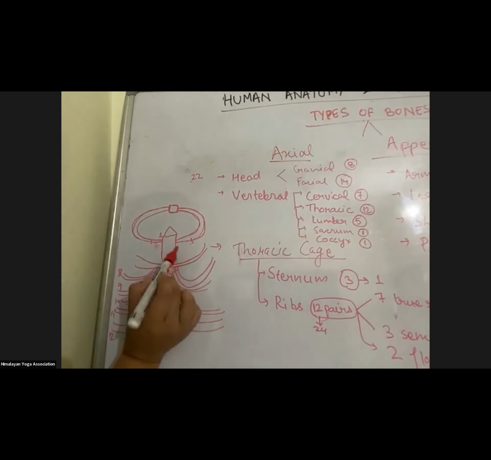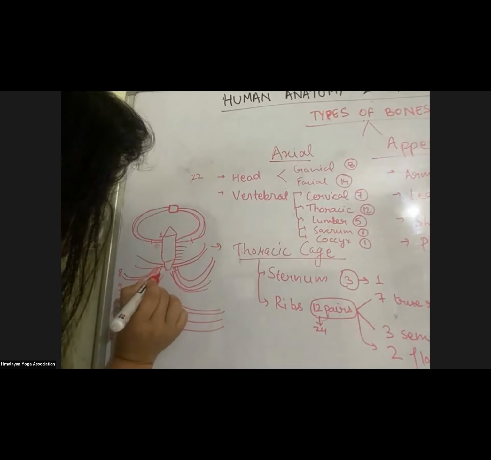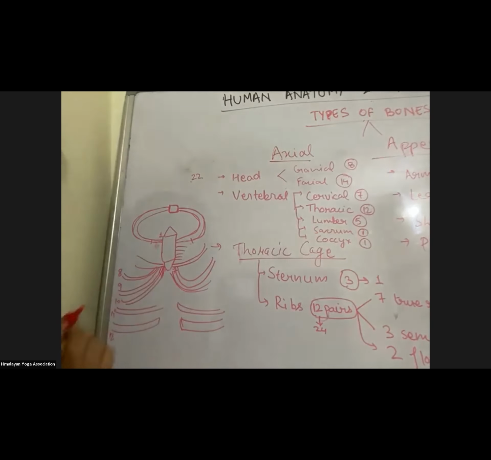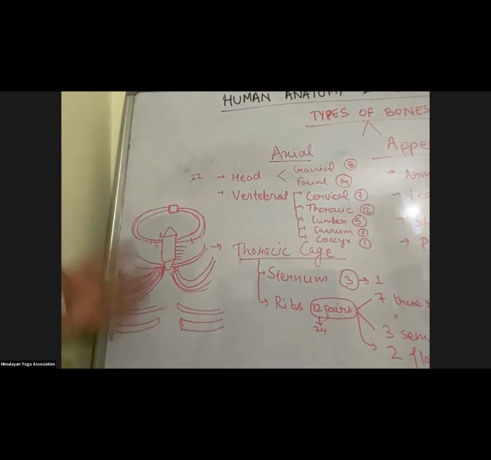We have some ribs here, 1, 2, 3, 4, 5, 6, 7. The 7th rib. They are directly connected to the sternum. And then we have 8th, 9th, 10th. They are not connected to sternum. They are connected to this 7th rib. You understand this? And then we have 11th and 12th. They are floating. They are connected to vertebral column, but they are not connected to the sternum. So we have studied thoracic cage and rib cage. Now I'll show you some pictures.